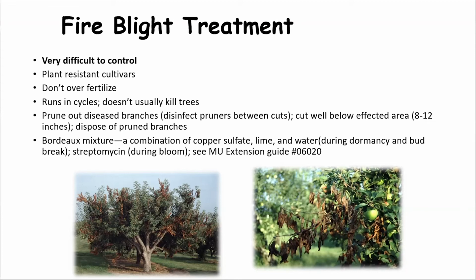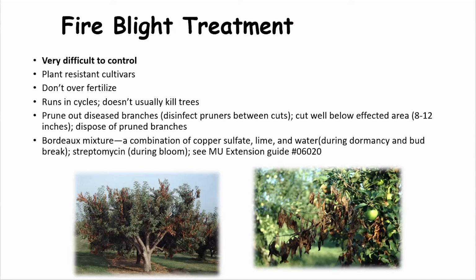Now, you can prune out diseased branches, but again, disinfect those pruners between cuts. Cut below the affected area, about 8 to 12 inches. So examine that branch, see where it's infected, and then go down about 8 to 12 inches and make your cut there. And dispose of those branches. Don't just leave them laying in the yard, because they still contain the bacteria that can reinfect trees.